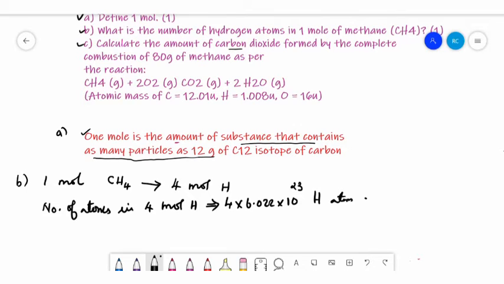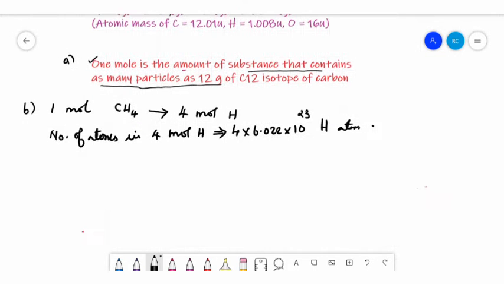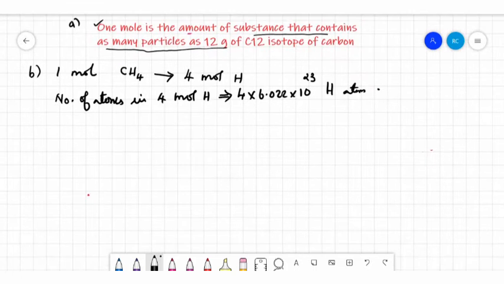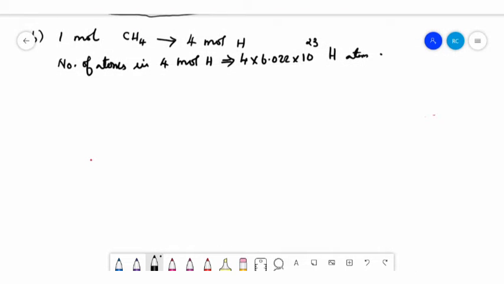Calculate the amount of carbon dioxide formed by the complete combustion of 80 gram of methane as per the equation CH4 plus 2O2 gives CO2 plus 2H2O. So we do that problem next. Okay, methane on burning gives carbon dioxide and water. I am writing the question now. Methane on burning gives carbon dioxide and water, 2H2O. Fine. What is the molar mass of methane?